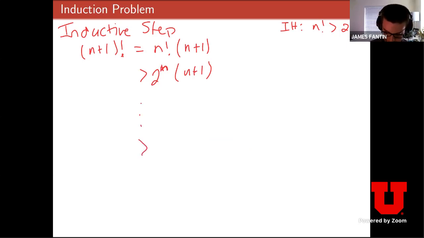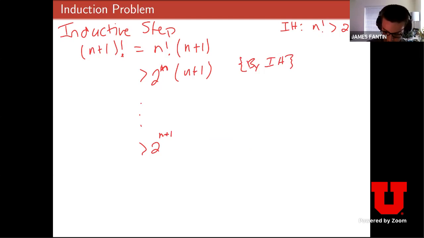Remembering we want to end up with this is greater than 2 to the n plus 1. So this is a little tricky portion. This little step here to get from having 2 to the n times n plus 1 to getting 2 to the n plus 1. Whenever we have less than or greater than symbols, we can often do a lot of tricks to make it work out.